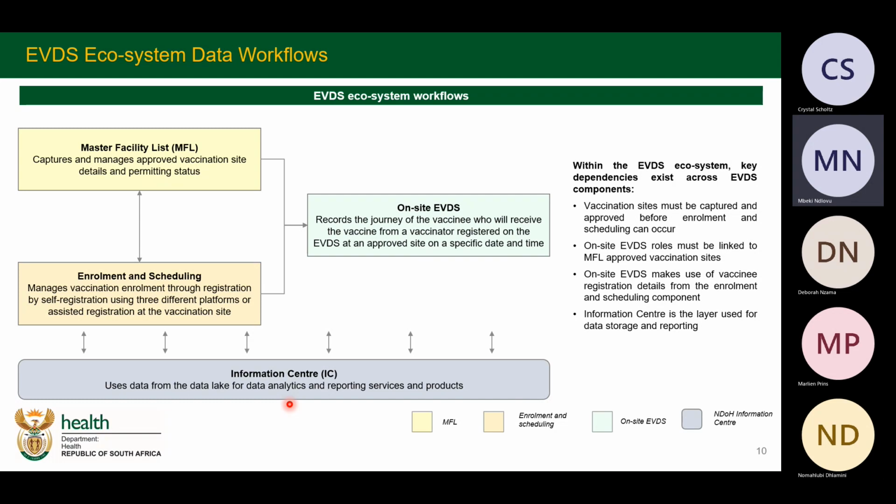So in essence, we would like to say within the EVDS ecosystem, key dependencies exist across components. The vaccination sites must be captured and approved before enrollment and scheduling can occur. The on-site EVDS roles must be linked to MFL-approved vaccination sites. On-site EVDS makes use of vaccinee registration details from the enrollment and scheduling component, and the information center is the layer used for data storage and reporting.